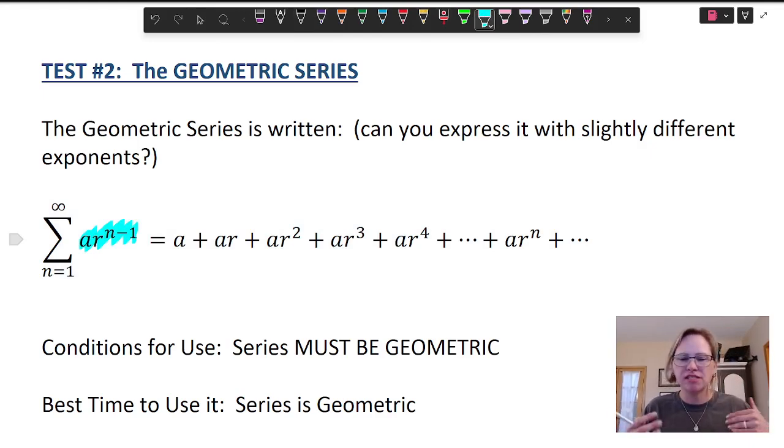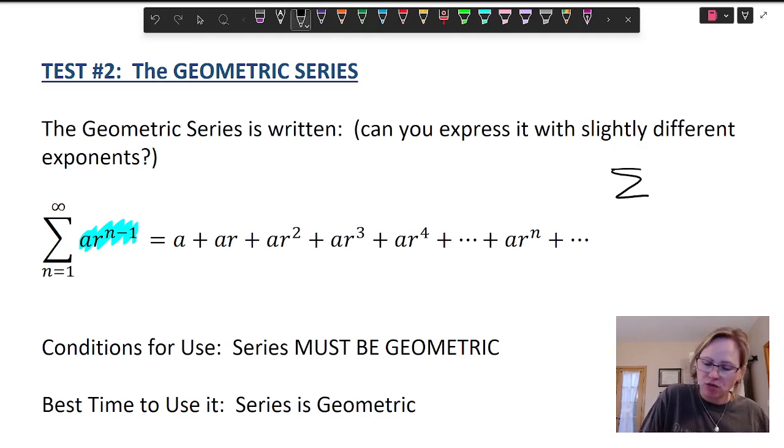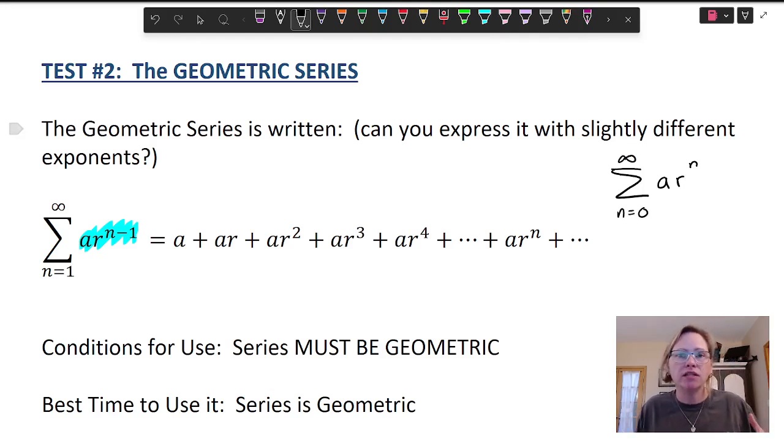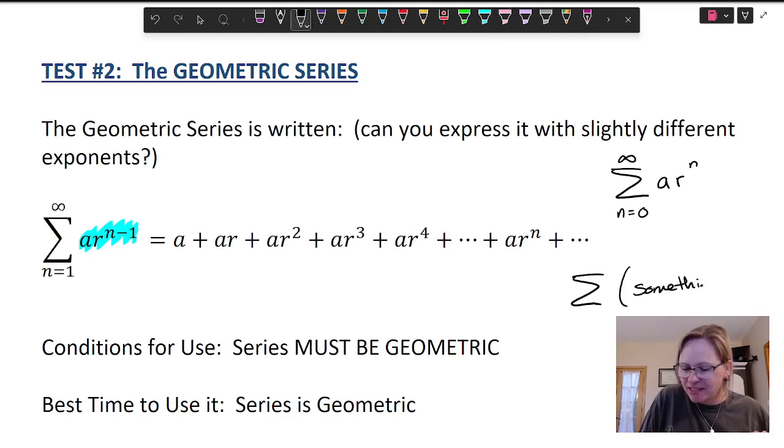Now, a geometric series is not always going to follow this pattern. You can have a geometric series with the sigma notation where you have A and then r to the nth power, for example. And we might start our n at 0 instead of at 1. So you can have a geometric series that looks a little bit different. But the thing we want to look for is a sigma, and then something to a power of n, and maybe there's a constant on the outside, but something to a power of n is generally going to indicate that we have a geometric series.